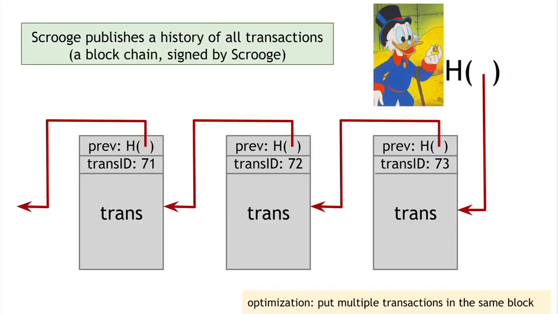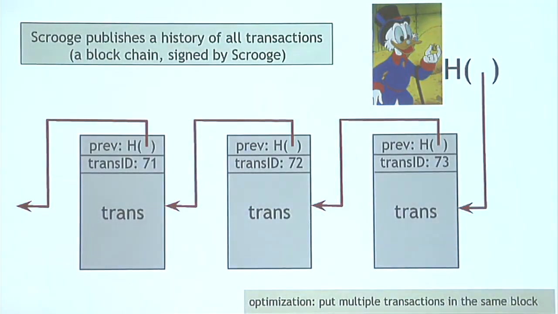Okay, so this is a little bit more complicated in terms of data structures, but here's one of the key ideas, that Scroge is going to publish a history of all the transactions that have happened. This will be a blockchain, that data structure we talked about before, and it will be digitally signed by Scroge. And it looks like this, of course. It's a series of blocks, data blocks. Each block will have one transaction in it.